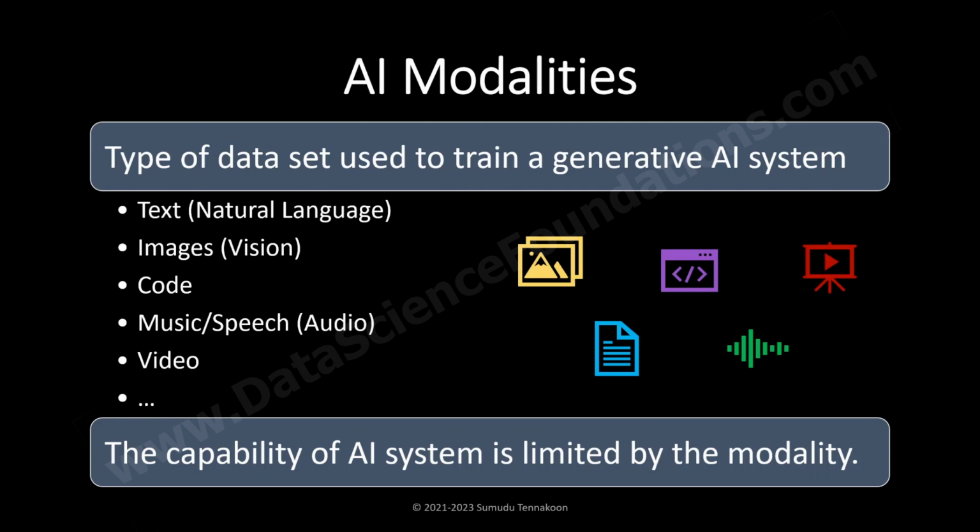And some AI modalities can be video, 3D models, etc. In brief, the capability of this generative AI system is limited by this modality. Some generative AI models can perform more than one modality. So that means some generative AI systems can perform in both the text and image domain.